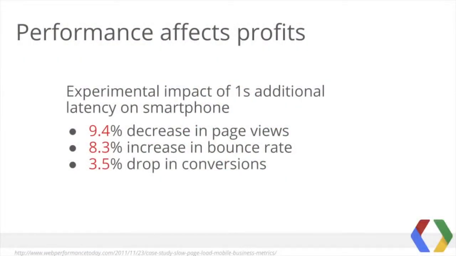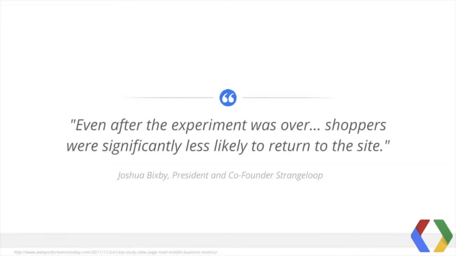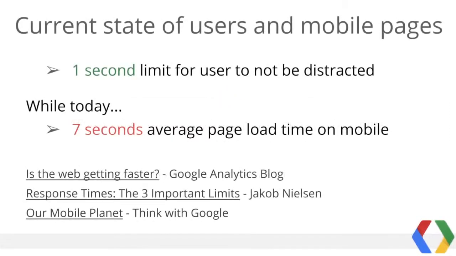It's a fact that performance can affect profits. In an experiment run by Strangeloop, they added 1 second of additional latency to pages served to smartphone users. With just a 1 second delay, they found over a 9% decrease in page views, not to mention over 8% increase in bounce rate, and furthermore, a 3.5% drop in conversions. Finally, to make matters worse, even after the experiment was over, shoppers were significantly less likely to return to the site. So what's the current state of users and the speed of mobile pages?